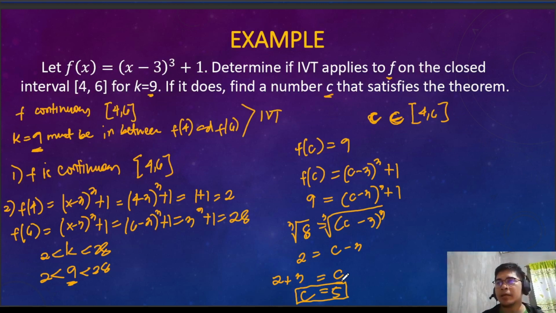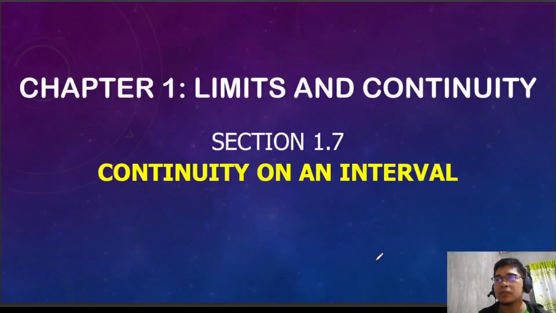In this problem, we know that there is IVT and we found a number c. Our c is 5. That's it for our IVT. That is continuity on an interval. So the same as our previous lesson, we need to familiarize the given conditions and apply the past lesson to this present lesson so that we can connect and understand limits and continuity.